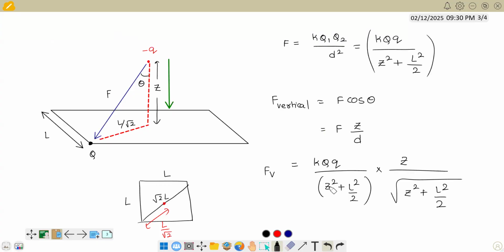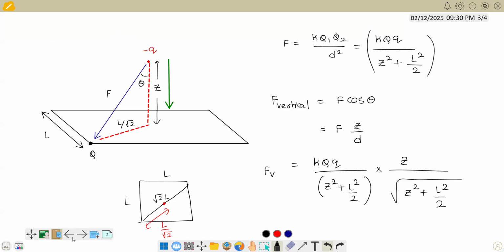So basically, we'll get net force equals kQq into z divided by (z square plus L square by 2) whole power 3 by 2. This is the final expression that we got after solving for this. Once we understood this, there is a very important piece of information.